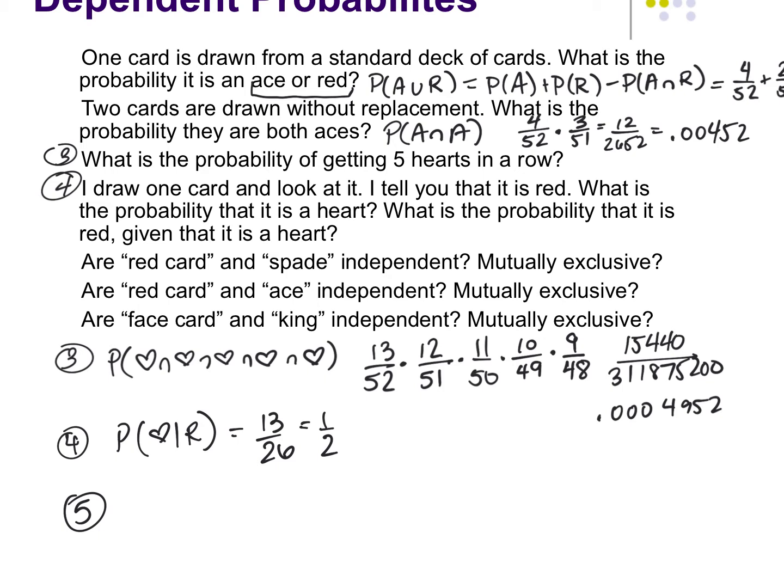I have a card in my hand. It's a heart. Given it's a heart, what's the probability that it's red? 1, right? All of the hearts are red. There's no black hearts in poker. So if all the hearts are red, then it's 13 out of the 13.